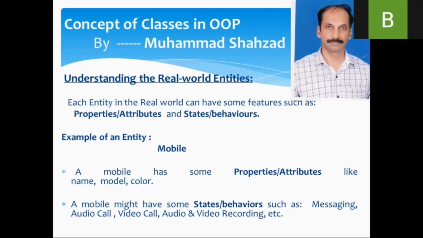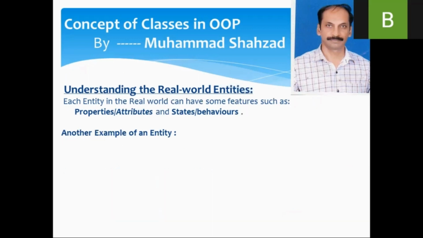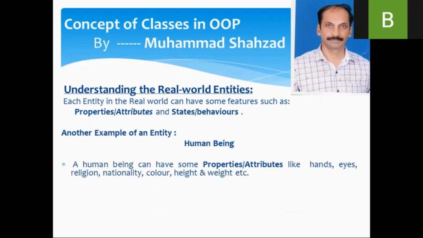Now I will tell you another example of an entity, and the example is a human being. Mr. Behzad, I will tell you about the entity human being. A human being can have some properties or attributes like hands, eyes, religion, nationality, color, height, and weight.